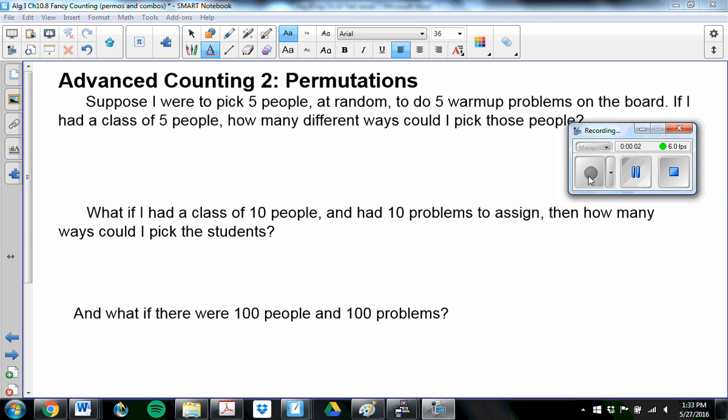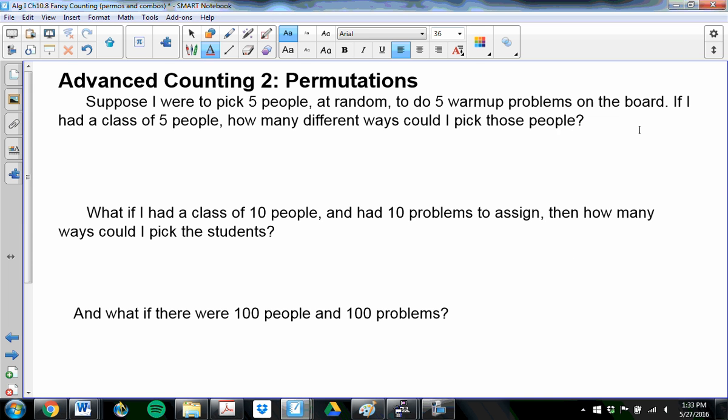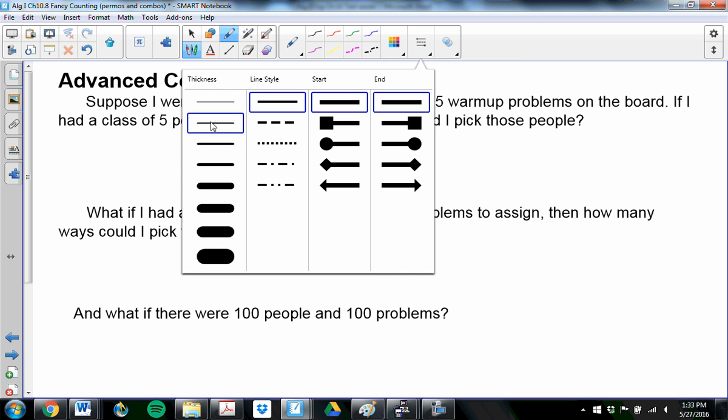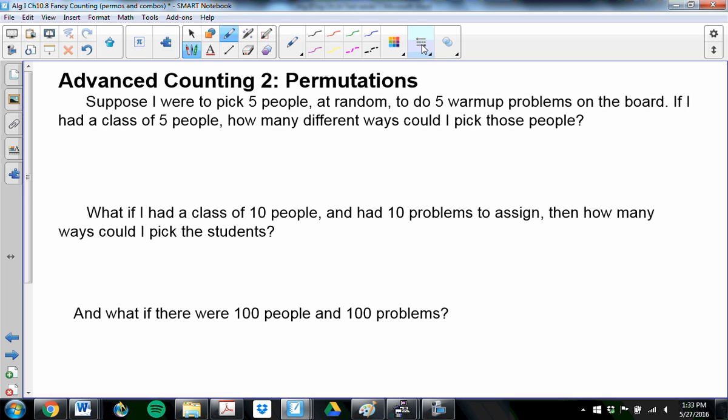All right, let's keep counting. Now I'm going to pick 5 students at random to do 5 warm-up problems that I have on the board. There's only 5 kids in the class, so I've got 5 kids and I'm going to do 5 problems.